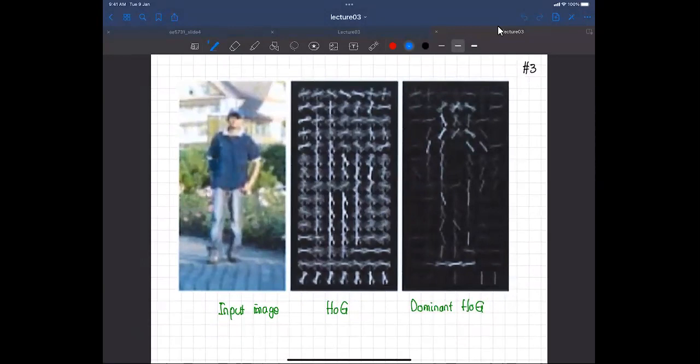Right? And if you remove all the orientations and only focus on the most dominant one, then this is the brightest picture that you will get. Okay, so has that become intuitive now? What is the use of these HOG features? What kind of information do we extract from HOG? Edges, yes, the contour of the body of the person.